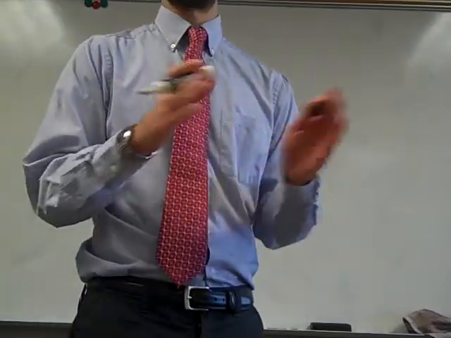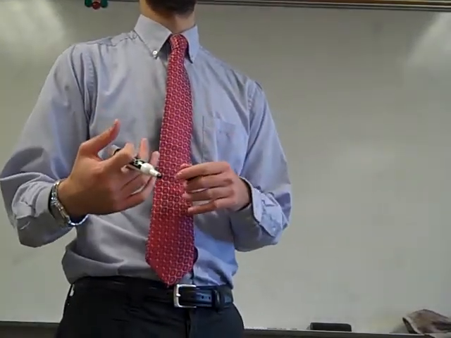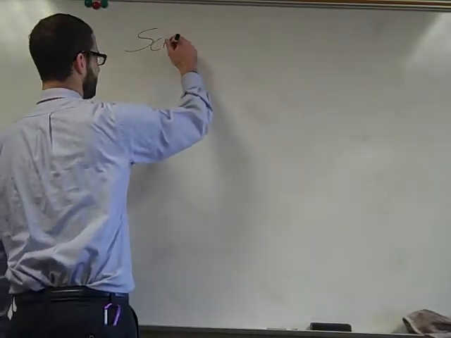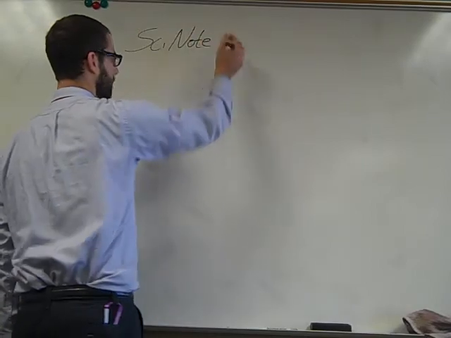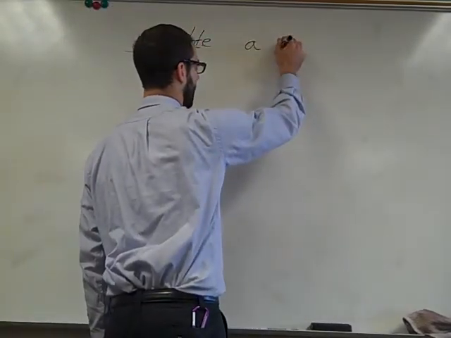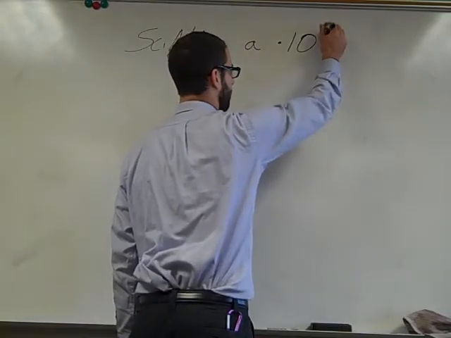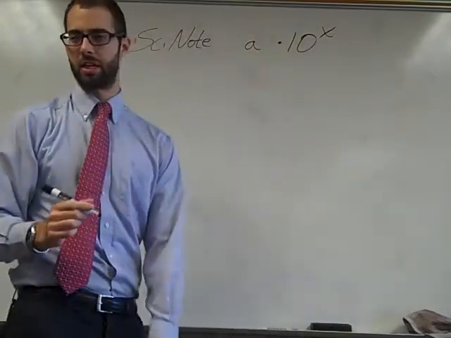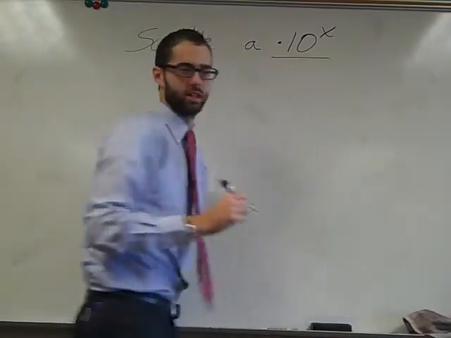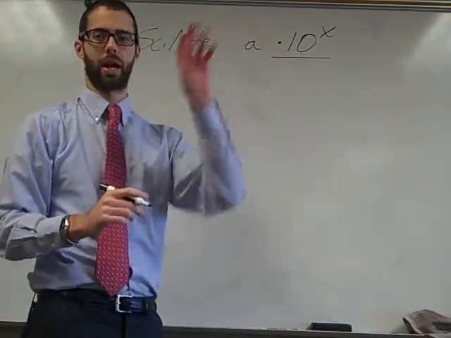Let's start with the basics. What is scientific notation? What is decimal notation? So, sci note is what I call scientific notation. It is going to be some number times 10 to a power. A couple things to make note of. First, you are always going to have times 10 to a power.